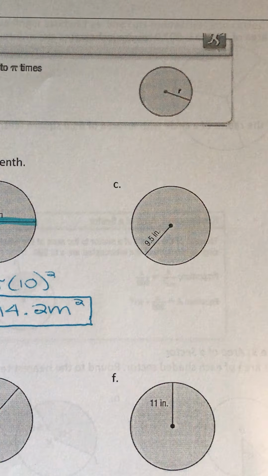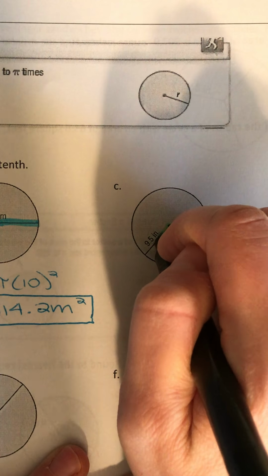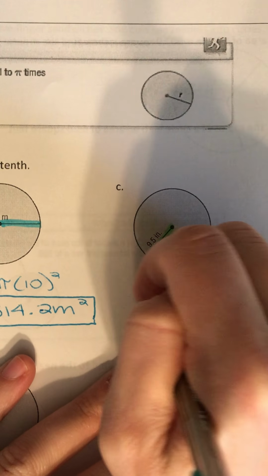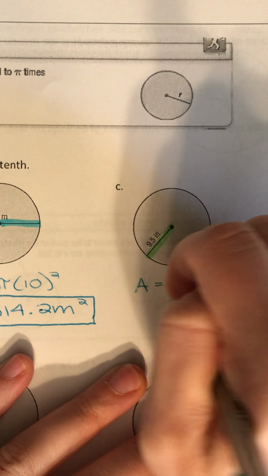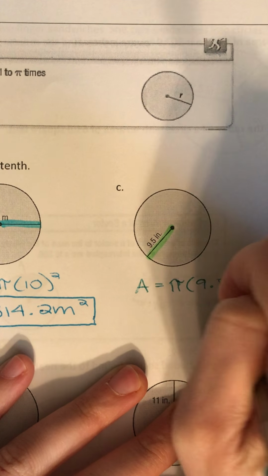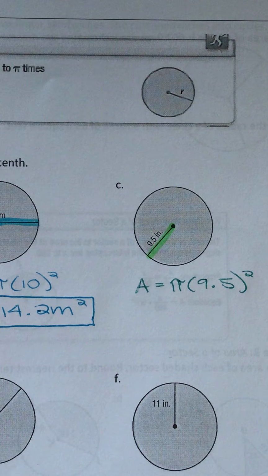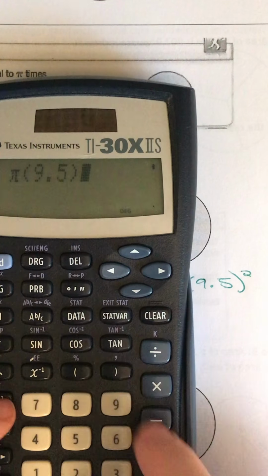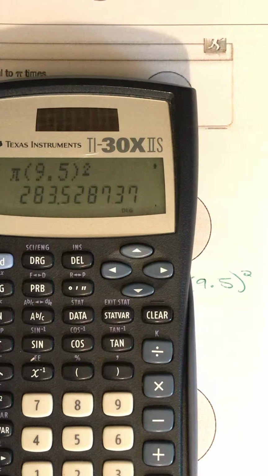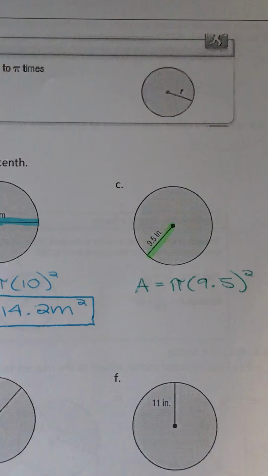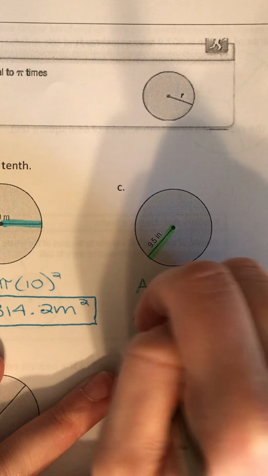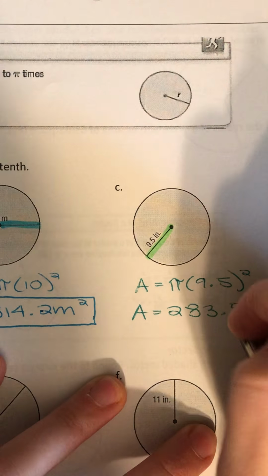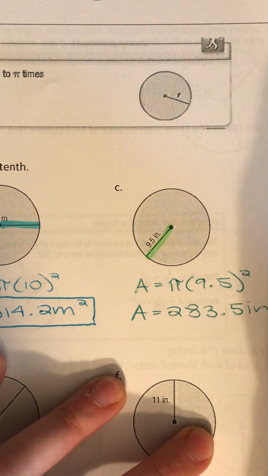Let's try the last one. My radius is 9.5. So area equals pi 9.5 squared. Pi 9.5 squared, and I get about 283.5. And again, inches squared.